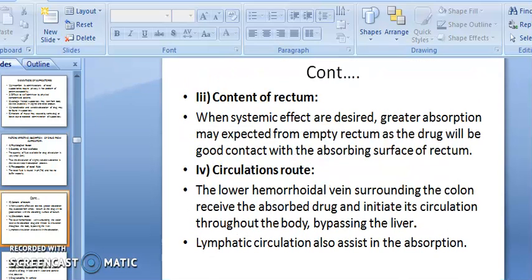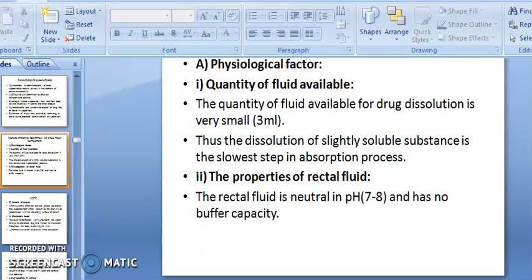Then, properties of rectal fluid. What are the properties of rectal fluid? The rectal fluid is neutral in pH, that is 7 to 8, and hence has no buffer capacity. It has no buffer capacity and is neutral in pH. There is a problem with acidic or basic drug absorption.